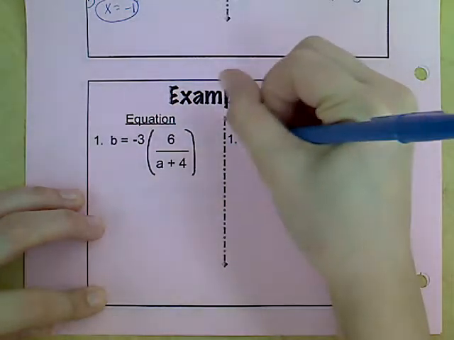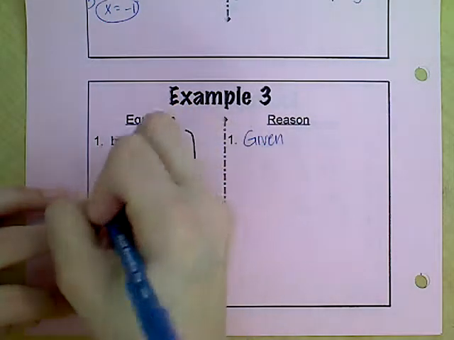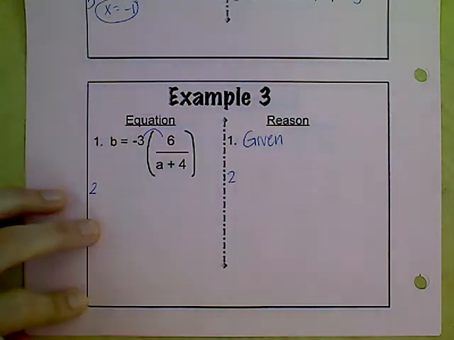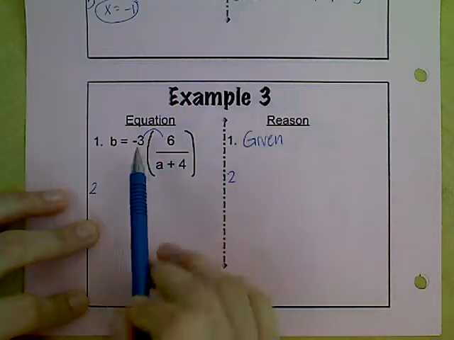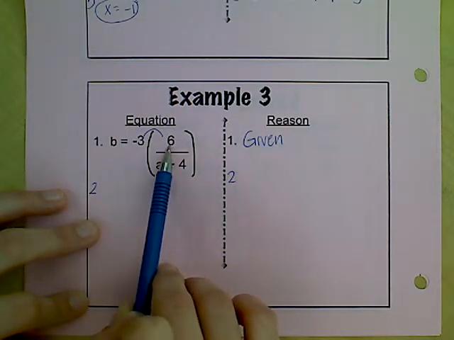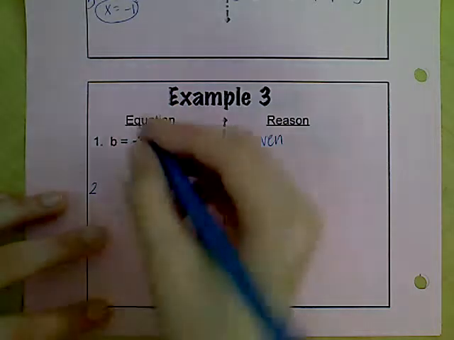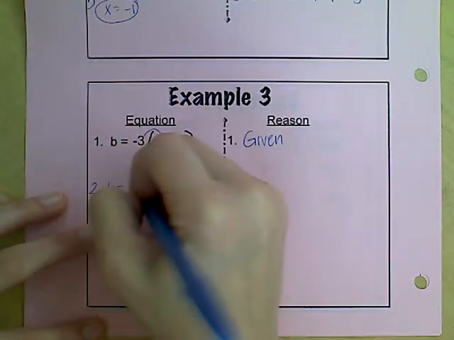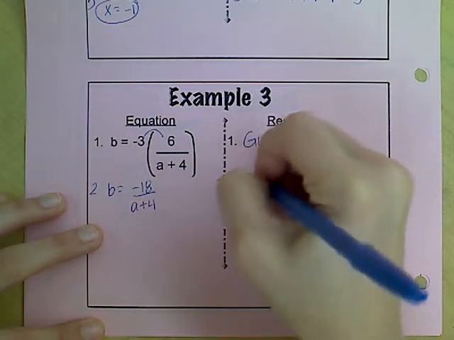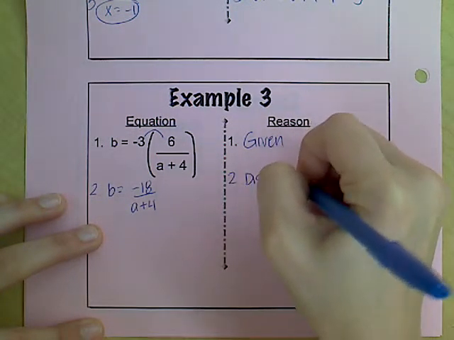So my given is always first. This is the equation they give me. Now what I'm going to do is I'm going to distribute my -3 into the parentheses. Remember, when you multiply a number times a fraction, it only goes to the numerator. You only multiply it by the numerator. So I'm going to have b equals -18 over a plus 4. And that's the distributive property.